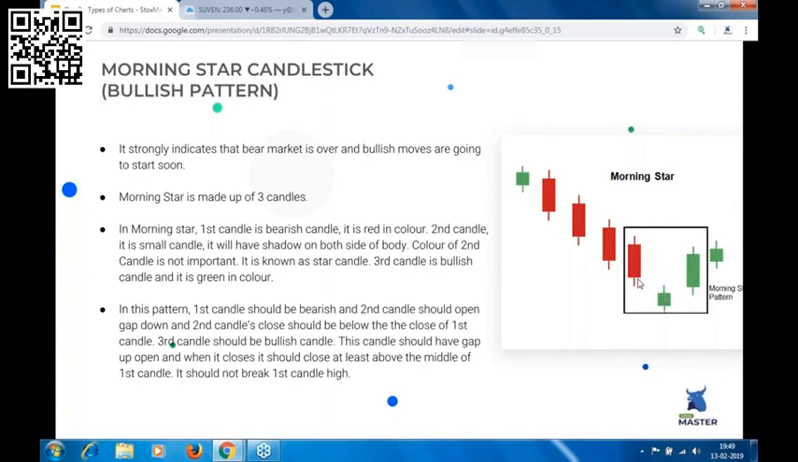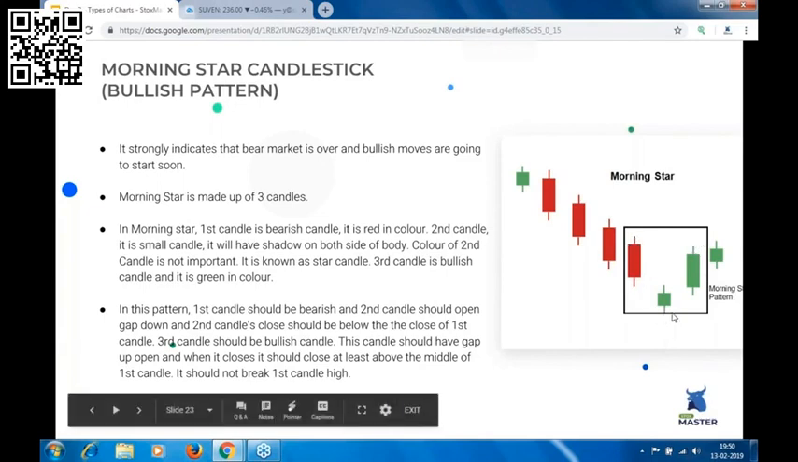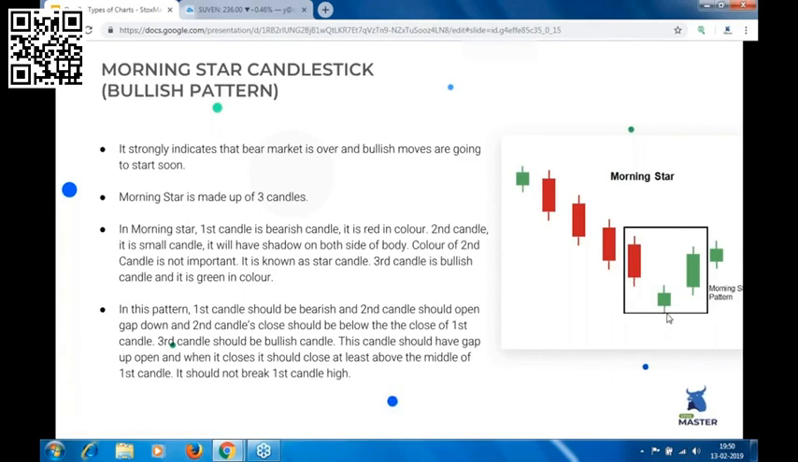and it should close below the closing price of this candle. And then for the third candle, there should again be a gap up opening, and the entry for us will be when the high of this candle is broken. That is the time we can enter in the stock, and we can keep our stop loss just below the low of this candle.